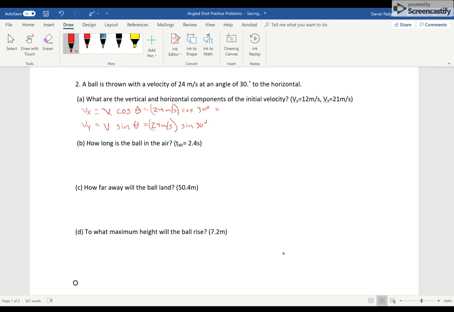Work that out real easily. Vy is going to be 12 meters per second, and Vx will be 21 meters per second if you get those right in your calculator.